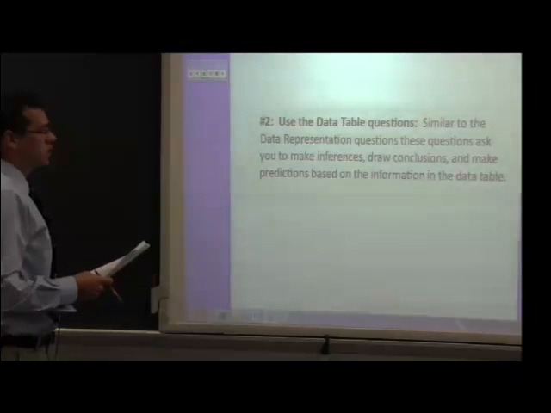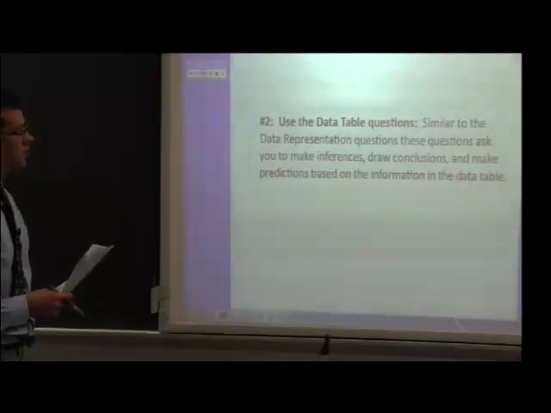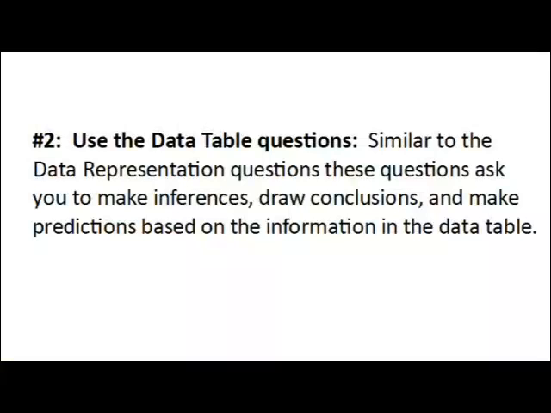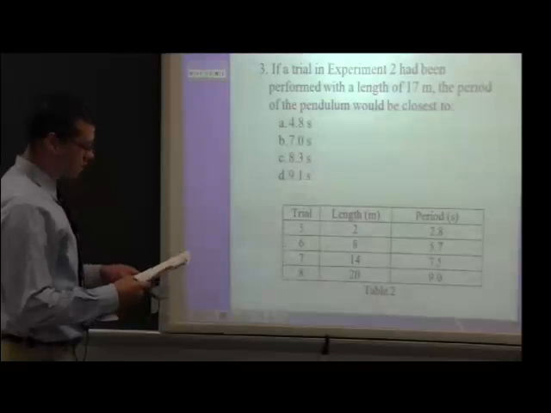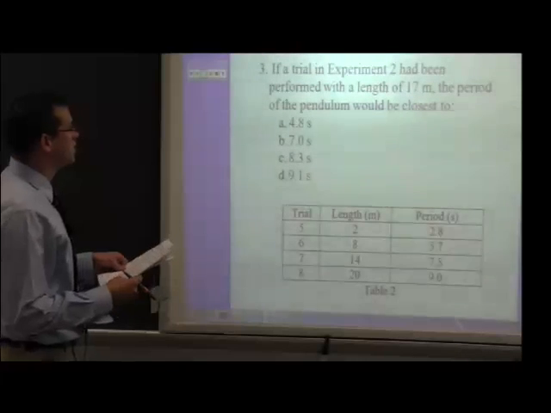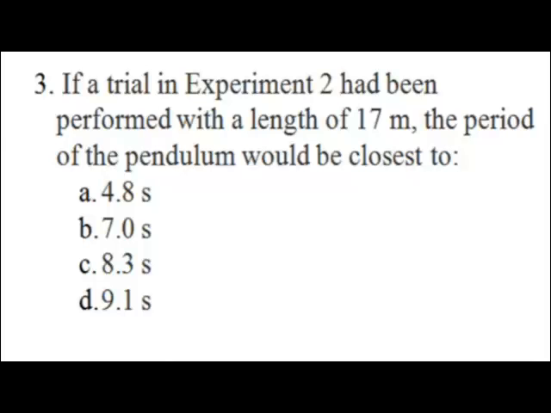Second type of question you're going to see are use-the-data-table questions. These are similar to data representation questions, except these ask you to make inferences, draw conclusions, and then make predictions based upon the information in the data table. So let's go over a few examples that you may experience. Number 3, if a trial in experiment 2 had been performed with a length of 17 meters, the period of the pendulum would be closest to.